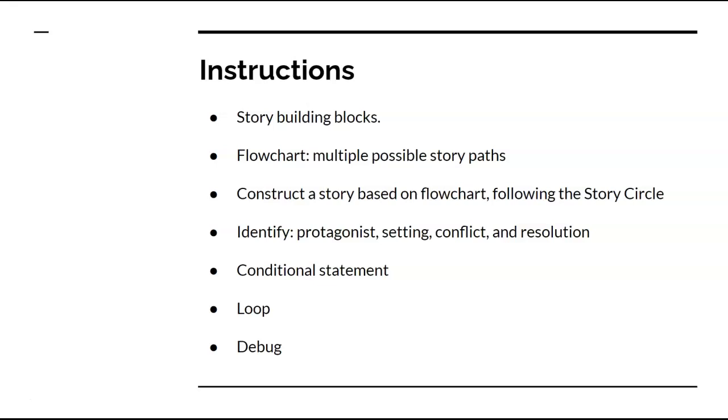You can use a program such as Jamboard for a digital activity or sticky notes for a non-tech activity. Construct a story following the steps of the story circle using the previous flowchart as a guide. Variations are okay. Identify the protagonist, setting, conflict, and resolution in your story. Include a conditional statement in your story. Include at least one loop in your story. Debug your story to fix any plot holes.